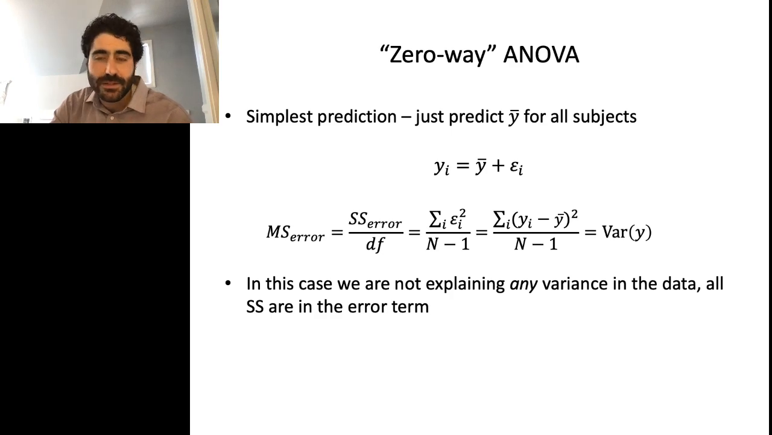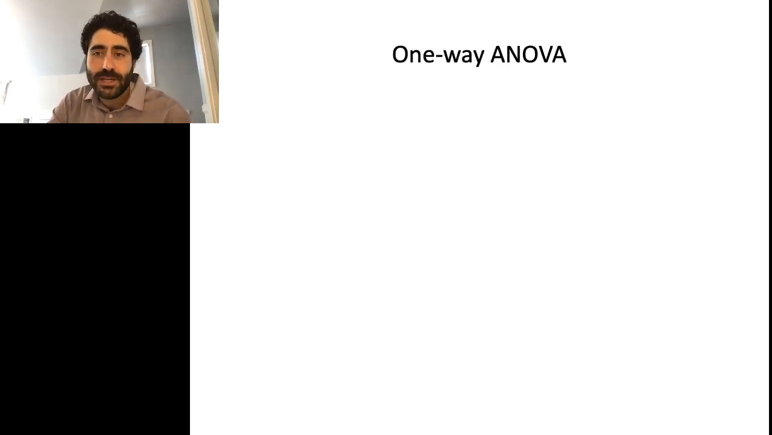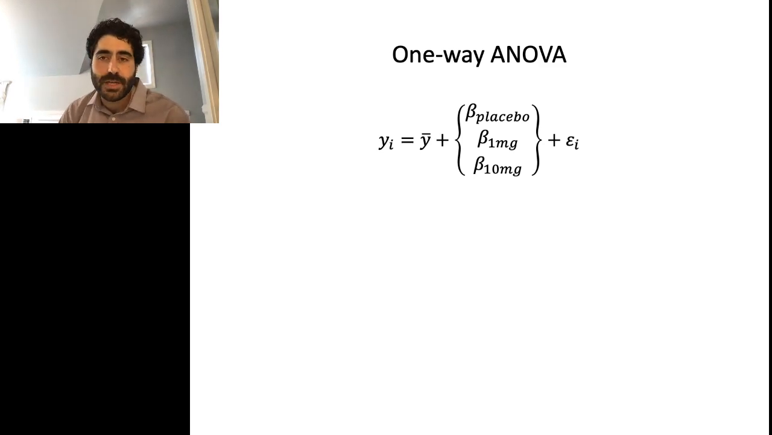Okay, so let's try to make our model a little smarter. We could think about a one-way ANOVA as corresponding to a model where we get to use one piece of information about our subjects. For example, a one-way ANOVA we could construct here would be that we know which dose of the drug this person was put on. Someone comes into the clinic, and we know that they are on placebo or 1 milligram or 10 milligrams. So we can adjust our prediction based on which group this person is in. We're going to start out by predicting the mean. That's just our baseline.